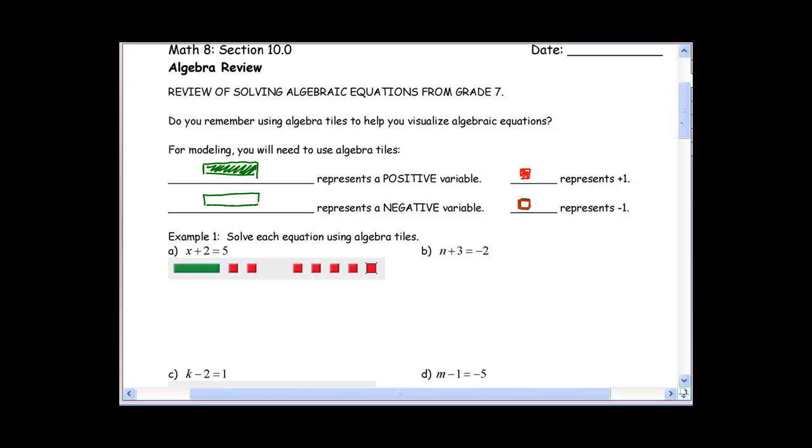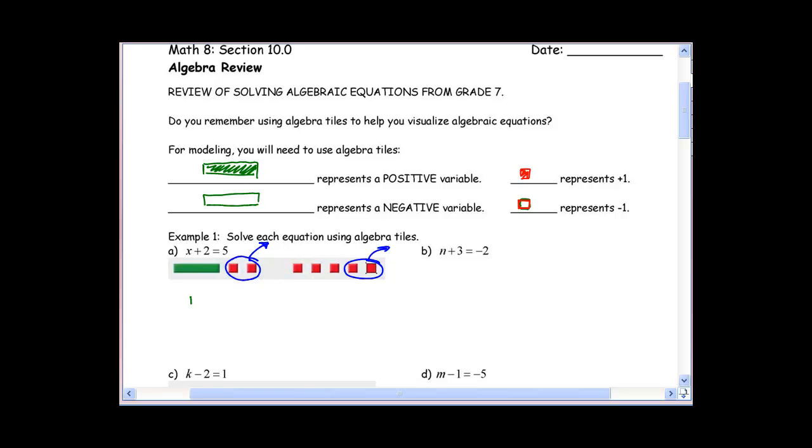Well, this is an equation. I hope you learned that when you have an equation, it has to be balanced. So whatever you do to one side of the equation, you've got to do to the other side. If I want to solve for x, I want x by itself, which means I'll need to take away these 2 positive red squares. And if I do that to the left side, I have to do the same thing to the right side. So when I take them away, what do I have left over?